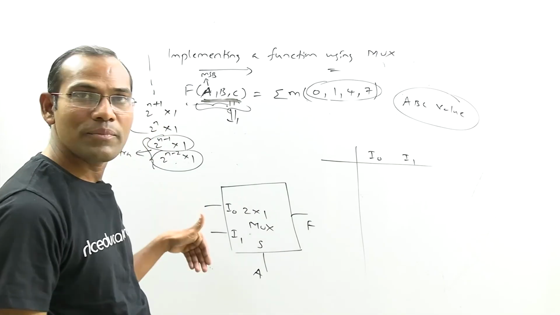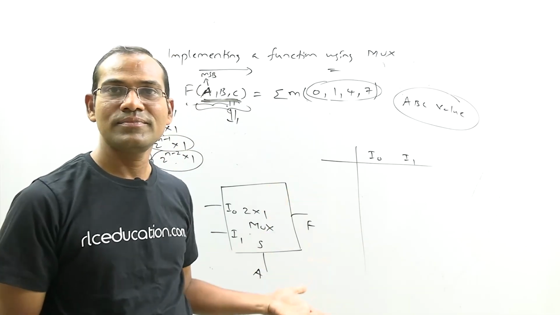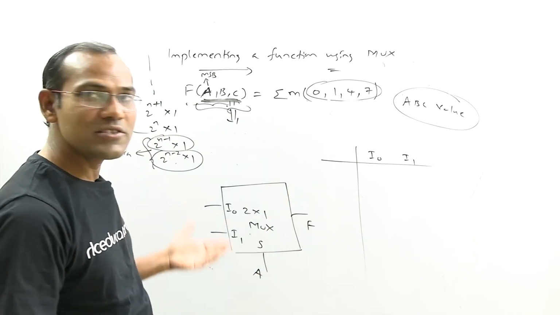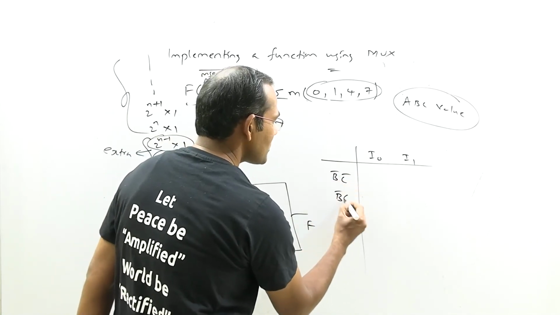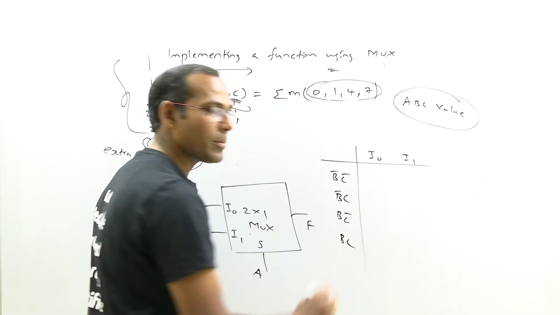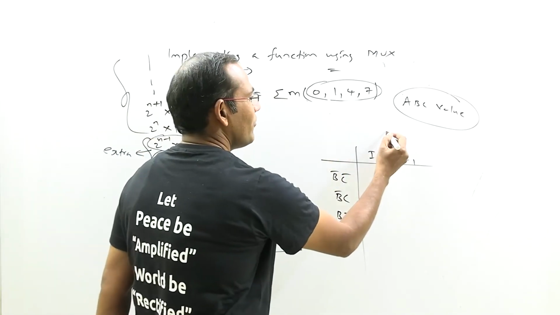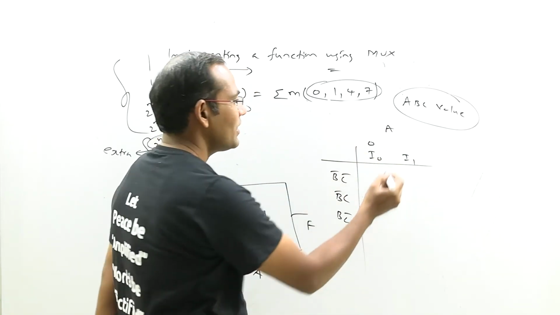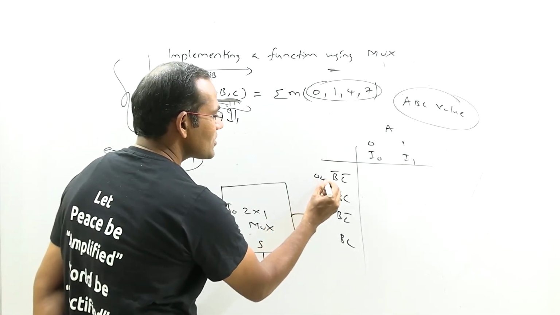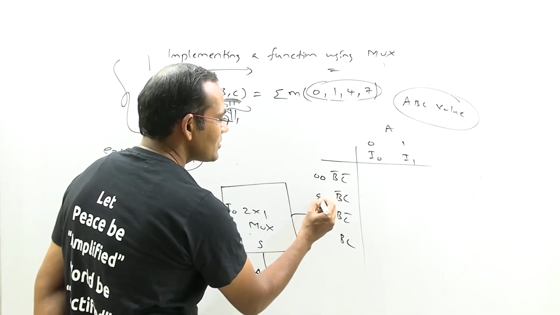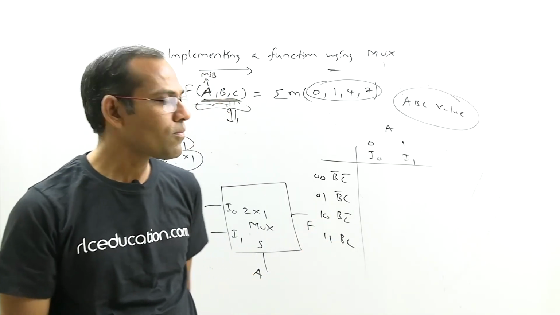So remaining variables are BC. So write the remaining variable combinations. The different combinations are B bar C bar, B bar C, B C bar and BC. They are the remaining combinations. This side is A. When A is 0, I0 is selected. A is 1, I1 is selected. And B bar, C bar means 0, 0. B bar, C means 0, 1, 1, 0, 1. They are the corresponding binary numbers.